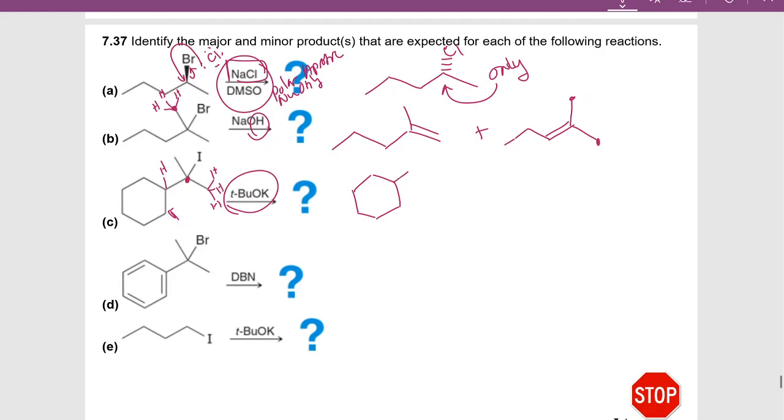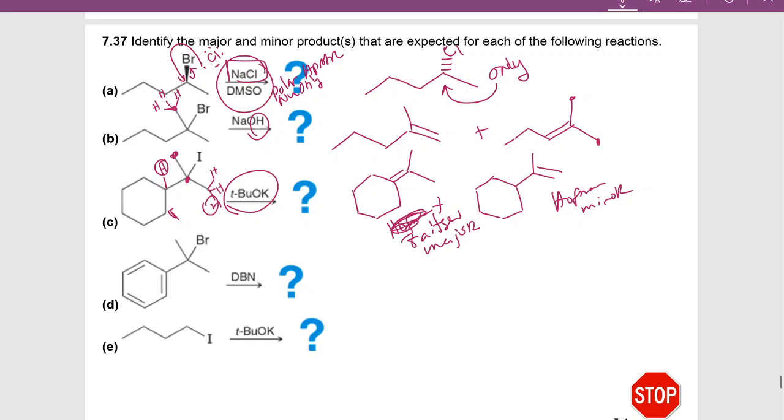Oh, I forgot to identify our major and minor products in the last one, right? So for this one, we can get this if we eliminate this hydrogen, plus this if we eliminate from one of these hydrogens, which is the same as this one. So those are our two products. The Hofmann is going to be the major product. I'm sorry, this is the Zaitsev, I meant. Zaitsev is going to be the major product. The Hofmann's on the right. That's going to be our minor product.